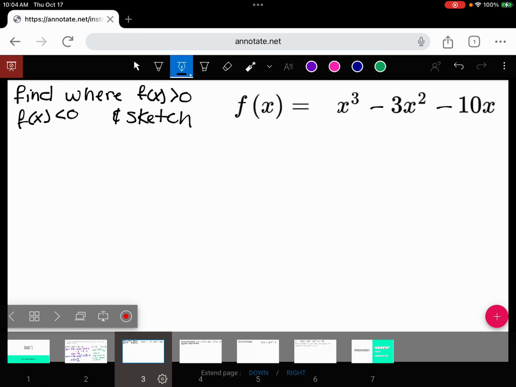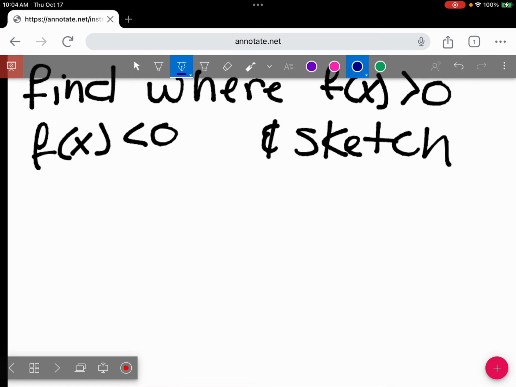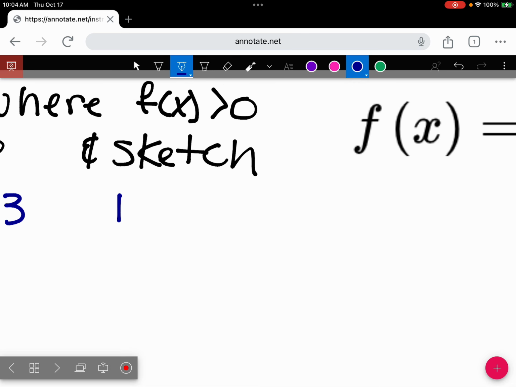So, okay. So first things first, what I'm going to ask you is, what is our degree? 3. What is our leading coefficient?